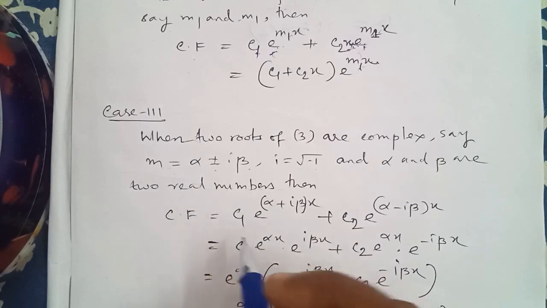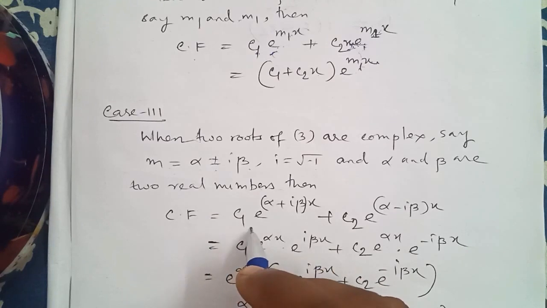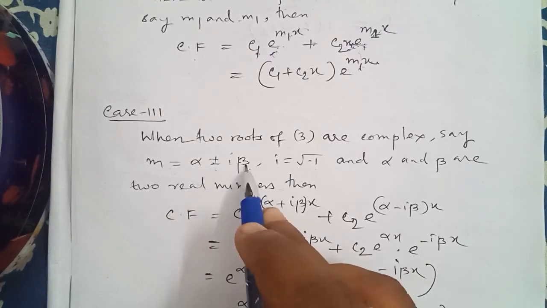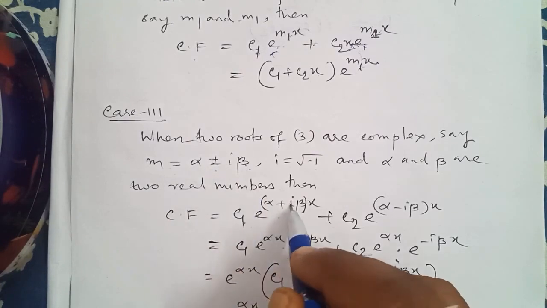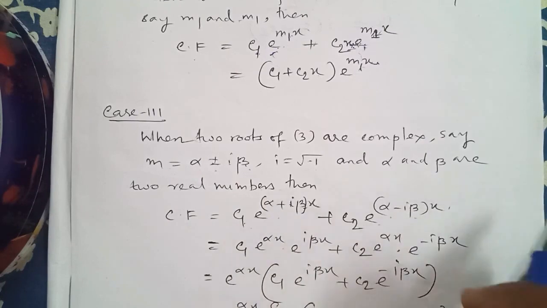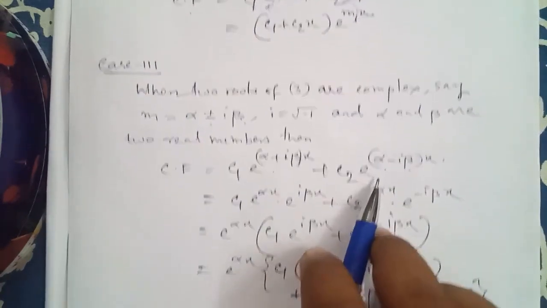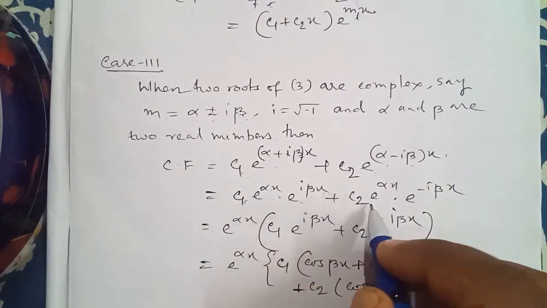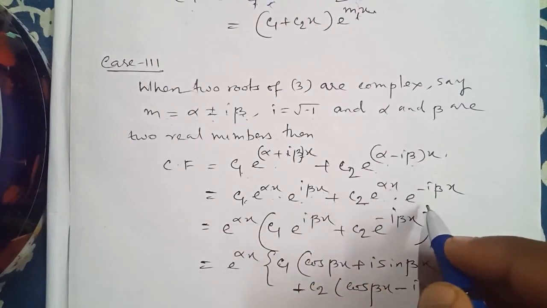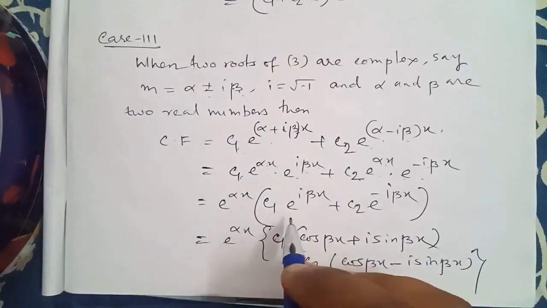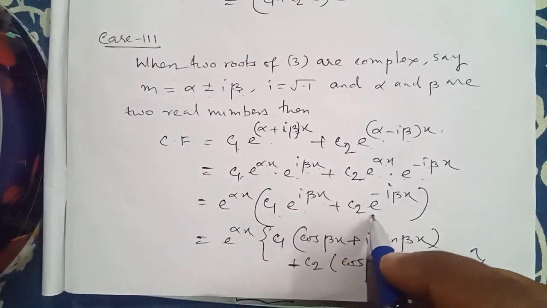Think of alpha plus i beta as m1 and alpha minus i beta as m2. So what will be its solution? c1 into e to the power alpha plus i beta into x plus c2 e to the power alpha minus i beta into x. We can write it like this: c1 into e to the power alpha x into e to the power i beta x plus c2 into e to the power alpha x into e to the power minus i beta x. We'll take e to the power alpha x as common: c1 e to the power i beta x plus c2 e to the power minus i beta x.